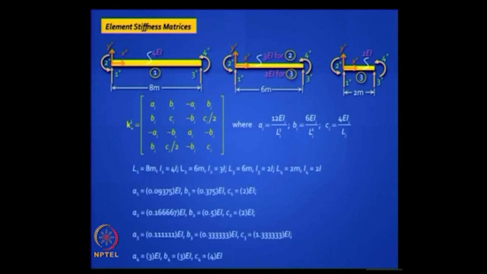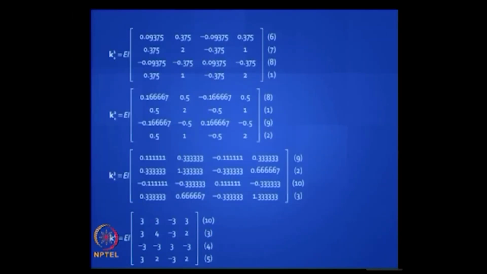So for each element, spell out what is the length, what is the EI value, and that is all you need. Then you get the values of A, B and C for all the 4 elements. Okay, this is just an algorithmic way of generating the matrix. You can do it in your own way. Is it clear? At the end of the day you must get these 4 element stiffness matrices. Is it clear? These are properties of the structure, they do not depend on the loading.